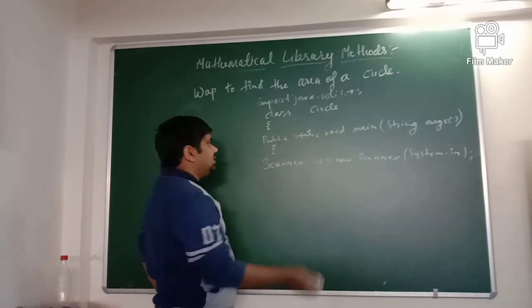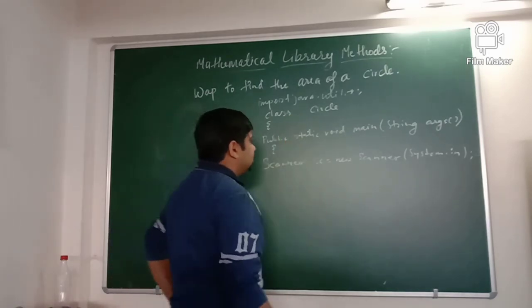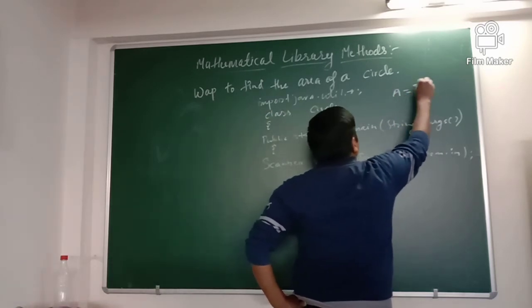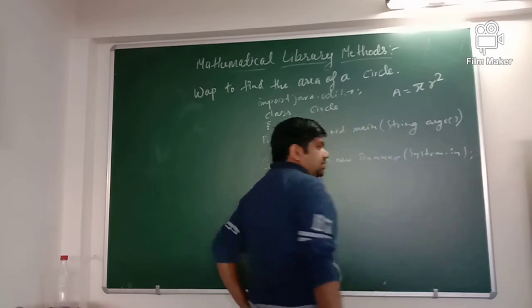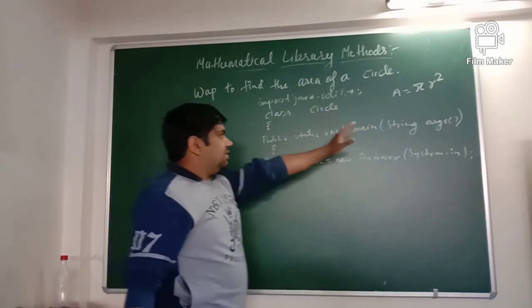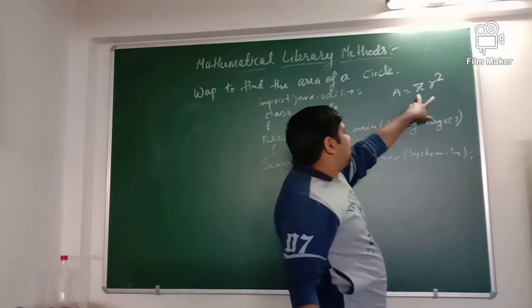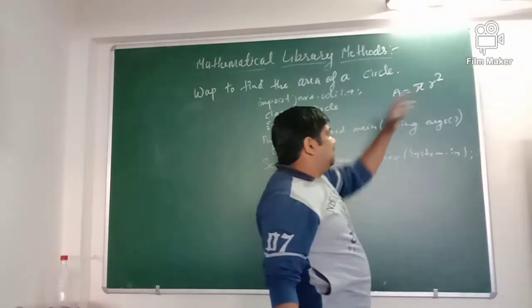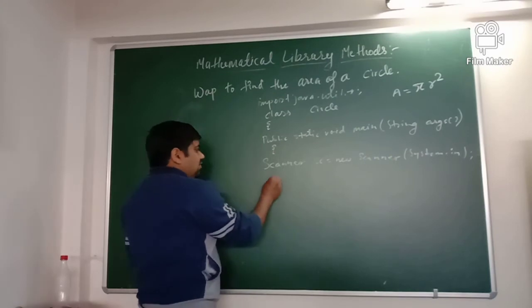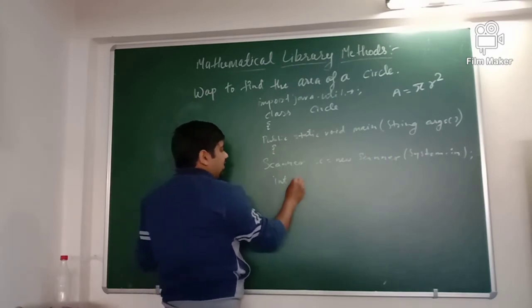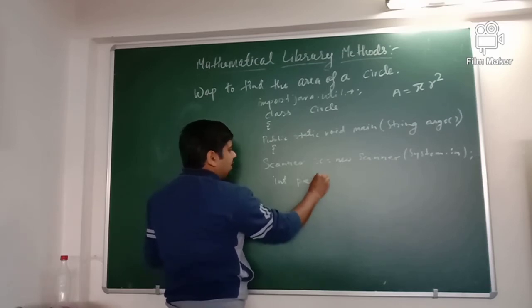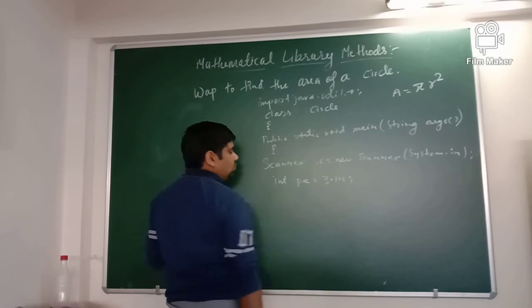Since we are finding the area of a circle, we should know that the area of a circle means what? Pi r square. So this is the formula. We need to first put the value of pi, that is 22/7, or 3.14. So let's declare one variable here, pi. We can write p also, and we can give it a value of 3.14.